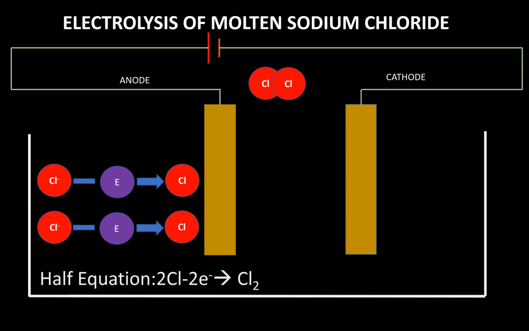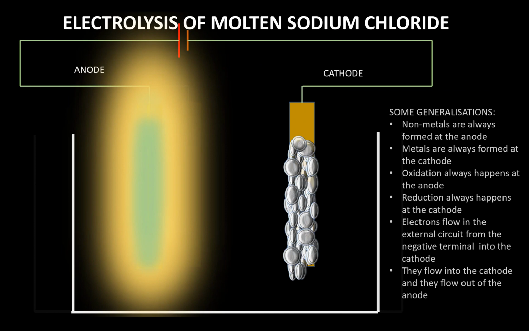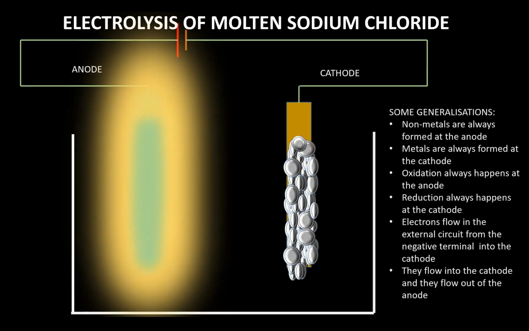So there are some generalizations that you can always make when you are electrolyzing any kind of molten ionic compound. Here are some generalizations that are going to help you from the exam point of view. First, non-metals are always formed at the anode. Remember, anode is a positive electrode and non-metals are formed because the non-metallic ions are negatively charged ions. Metals are always formed at the cathode because metal ions have a positive charge, and positively charged ions are always attracted to the negative electrode, which is the cathode. The third point is oxidation always happens at the anode, and reduction always happens at the cathode is the fourth point.